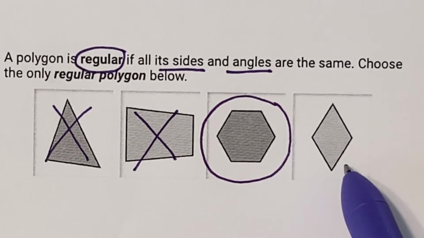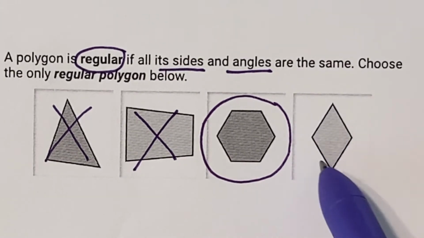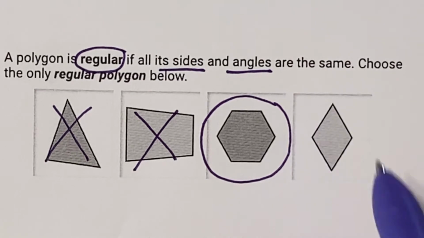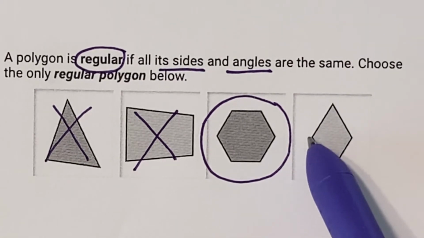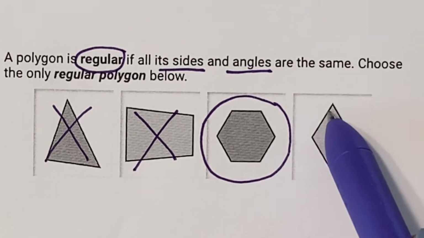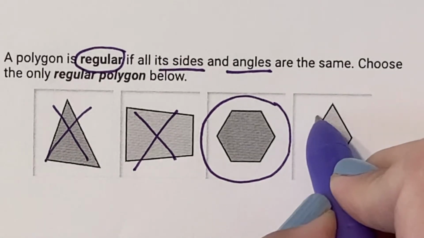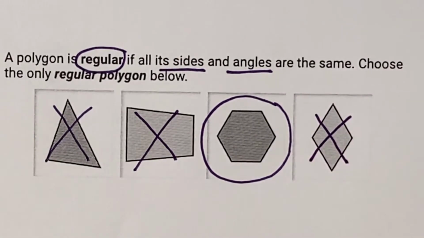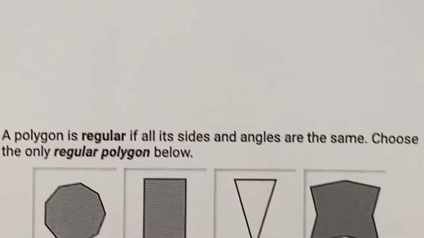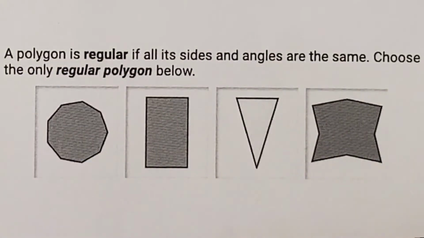This one right here, is it regular? Well, all of the sides look like they are the same measure. But the angles. Here, this angle is way bigger than this angle, so this is not a regular polygon because all the angles are not the same. You take a moment and see if you can do the next one.